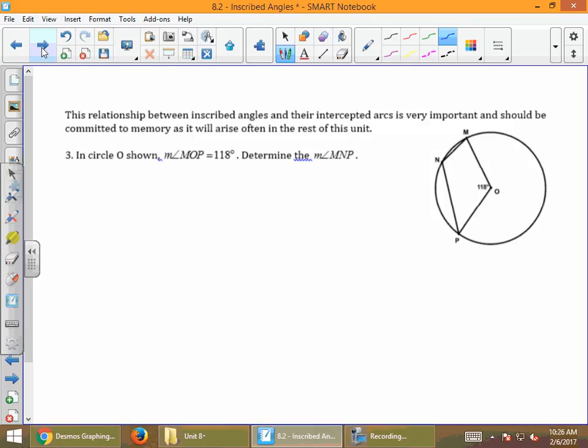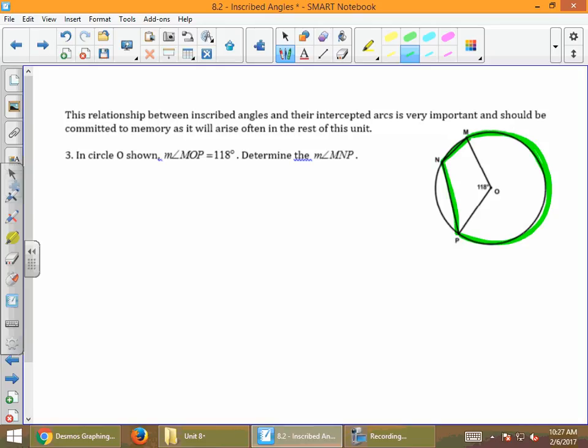The measure of MOP is 118. We want to determine the measure of NNP. Okay, well, we're going to highlight the angle we're trying to find. NNP. And whenever an angle is missing, I always like to look at the arc that is intersected. So I'm going to take a look at this arc right here. If we can figure out the measure of that arc, then we can figure out the measure of the angle.